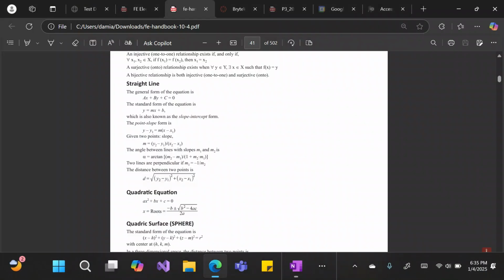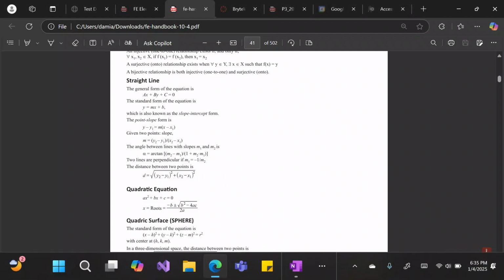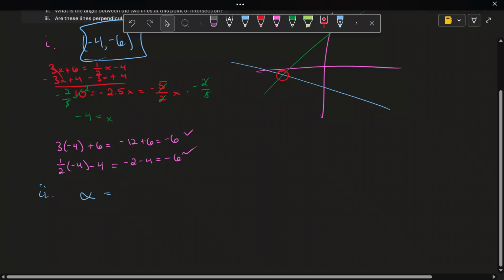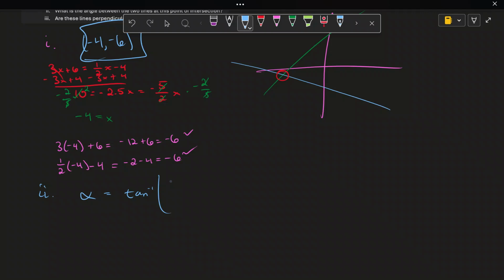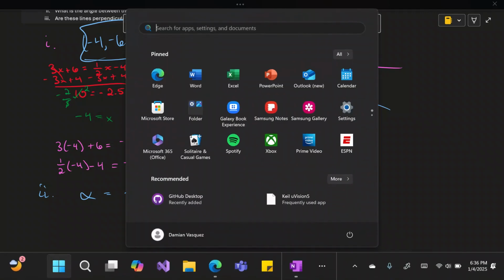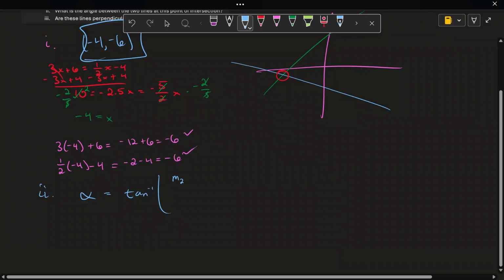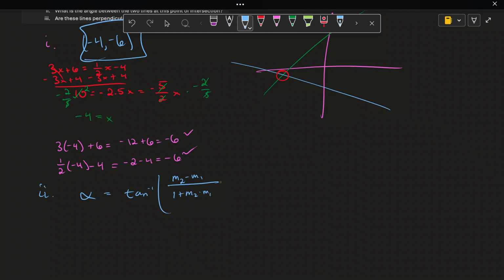Okay, slope-intercept form, and we notice the equation right there: the angle between lines with slope m1 and m2 is alpha equals the inverse tangent of m2 minus m1 divided by 1 plus m2 times m1. So this is equal to tangent inverse, I already forgot it, that's pretty great, of m2 minus m1 over 1 plus m2 times m1.